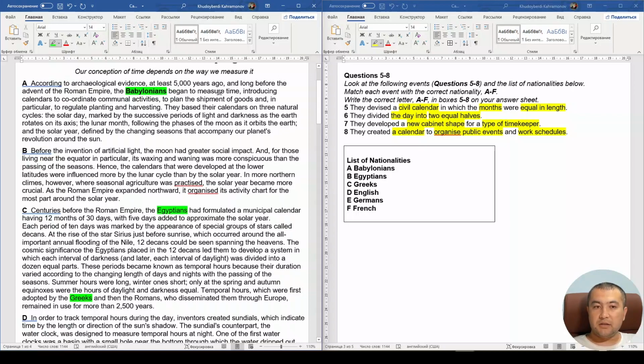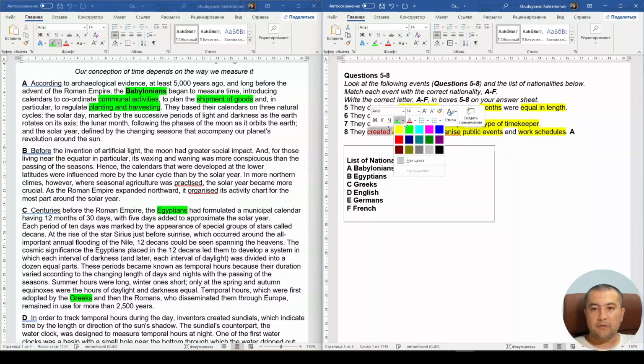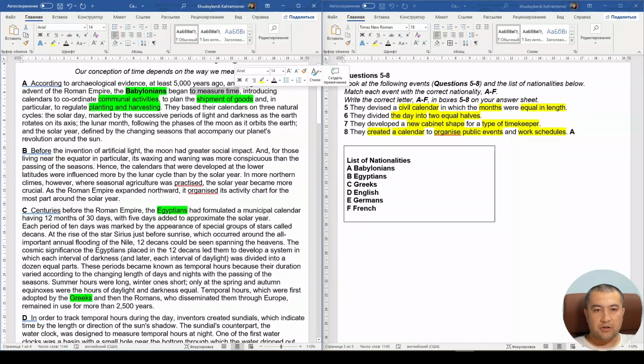Babylonians began to measure time, introducing calendars to coordinate communal activities, to plan the shipment of goods, and particularly to regulate planting and harvesting. You see, communal activities. So the word Babylonians could be the answer to question 8, and let's try to write A here. So the keywords: created a calendar. Do we have a synonym to this word? Yes, of course. They began to measure time. This is the introducing calendar. Introducing calendar and measure time could be a straight synonym to the words created a calendar. Introduce can be a synonym to invent, right?